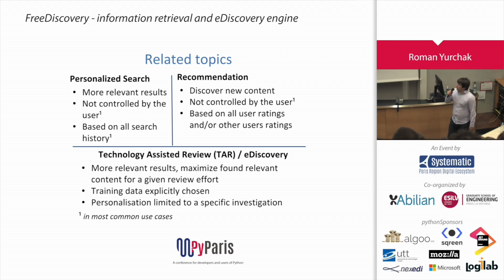In the first two, typically, the systems we are used to every day, like Google or other recommendation engines online, we are not really in control of why the system gives us the results it's giving us. While e-discovery is more of an experiment in a very fixed environment, so we are explicitly controlling what we are training the system with. And of course, the personalization is going to be limited to a specific investigation.